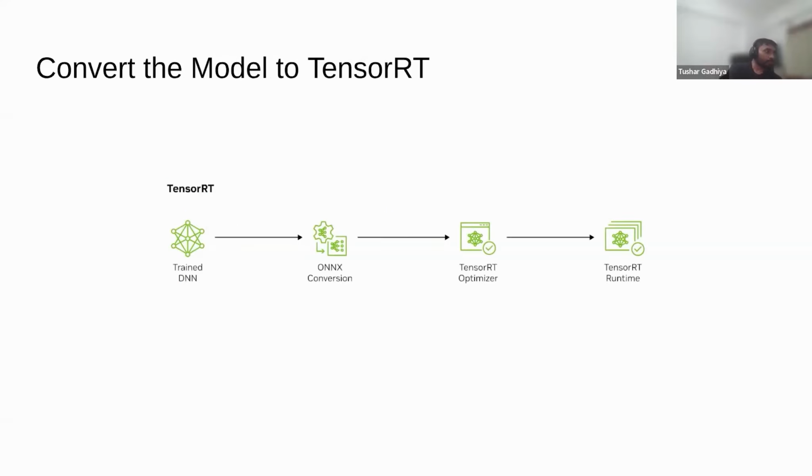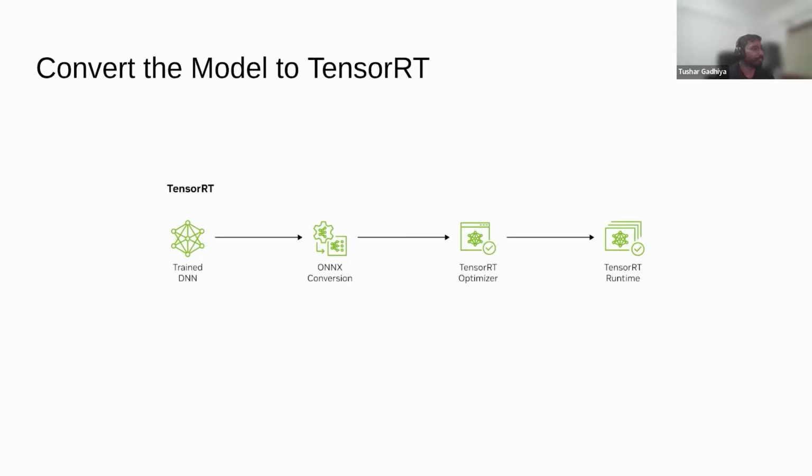Okay, so now we know what optimization TensorRT is doing. Let's look at how you convert your model to TensorRT. Again, there are multiple ways of converting a model to TensorRT.